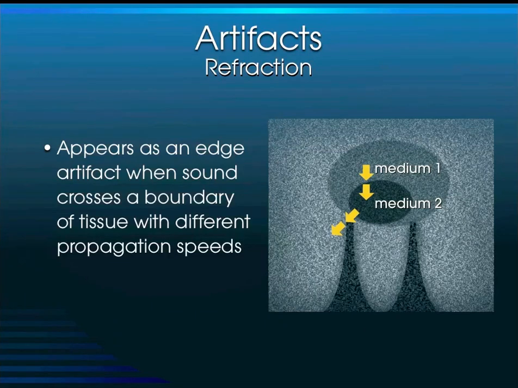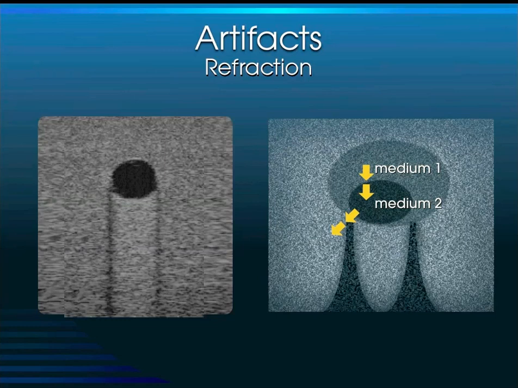Refraction is another type of artifact. When the sound is going through two different mediums, it gets redirected or refracted, and then what happens is you have a shadow that exists down the edges of that second medium. This is not unlike the bending of a pencil in a glass of water as seen with Snell's law. So we have medium 1, medium 2, the sound changes speed, and as it does so, it gets redirected or refracted, and we get these lateral shadows that come down on the edges of the different medium.